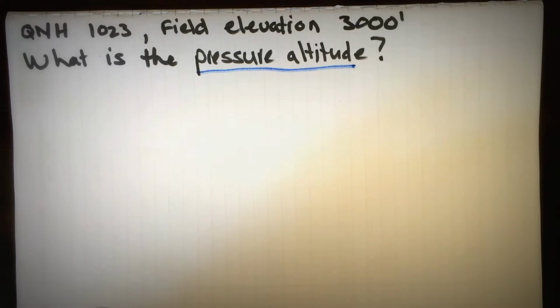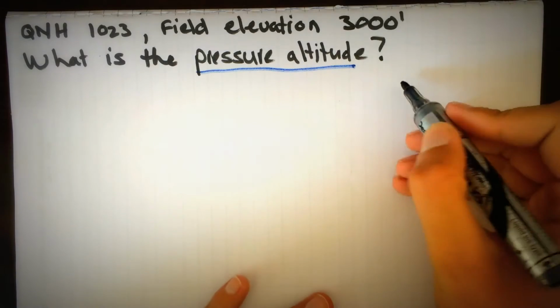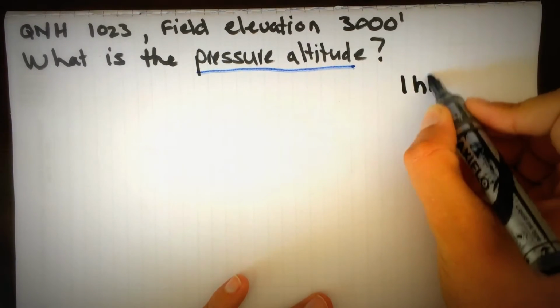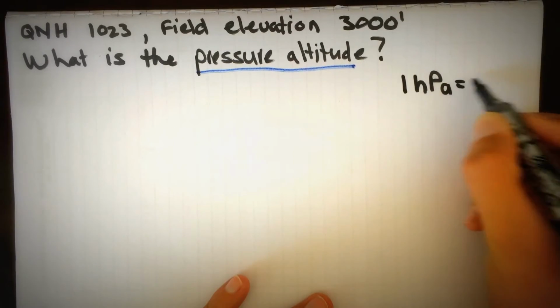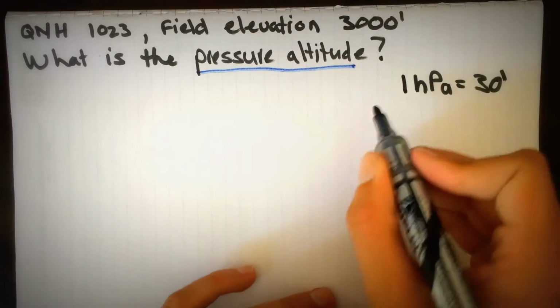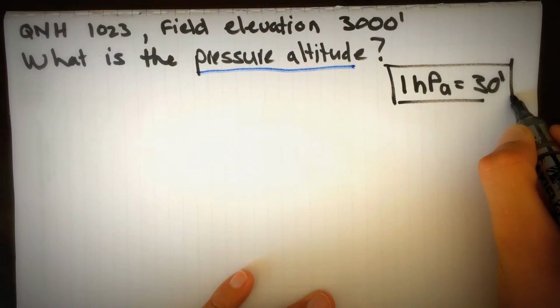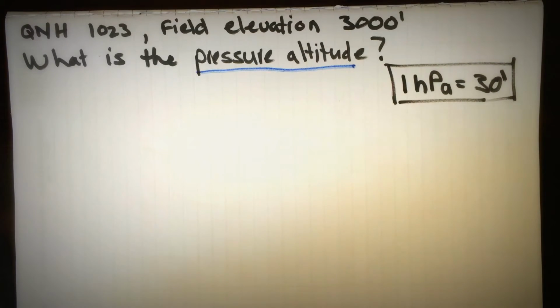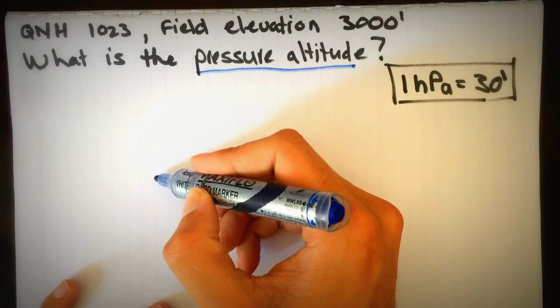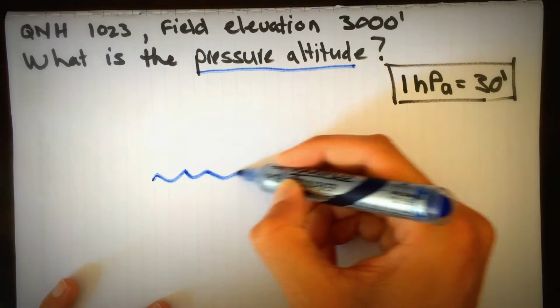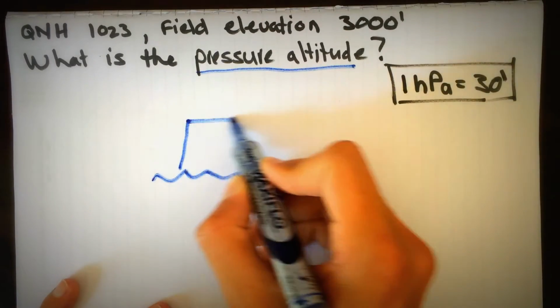So let me give you a little bit of help in trying to solve this. Now, the very first thing that we need to know is this rule, which says for 1 hectopascal it's equal to 30 feet. We're going to use this just now, and it's quite a nice little rule that's going to help us solve this problem. The very first thing that I tell my guys to do whenever they get a question like this is to draw. So we bring out our primary school skills and we draw this.